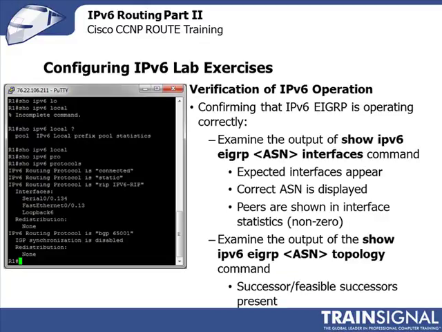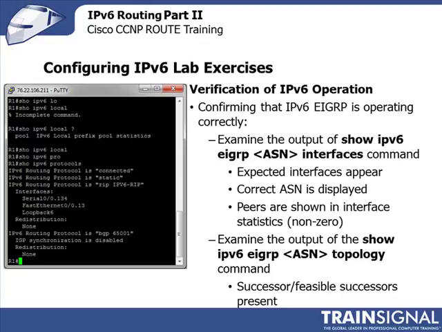Showing the interfaces, again, show IPv6 EIGRP and the autonomous system number in use. Make sure the correct interfaces are there and the correct autonomous system number is configured, because just like with IPv4, it's not going to work if the autonomous system number is not correct. Make sure that the peers listed in the interface summary actually show non-zero counts for neighbors on interfaces you expect neighbors to be on. Obviously, loopbacks you would not.